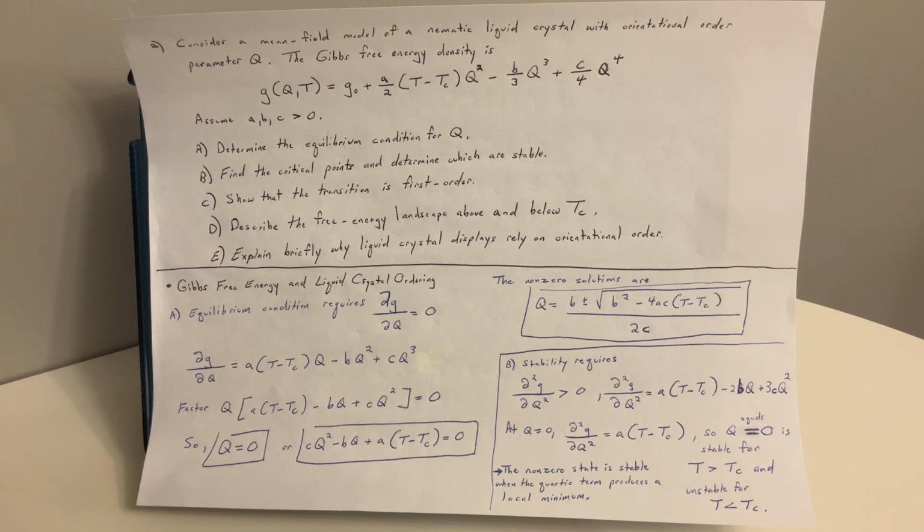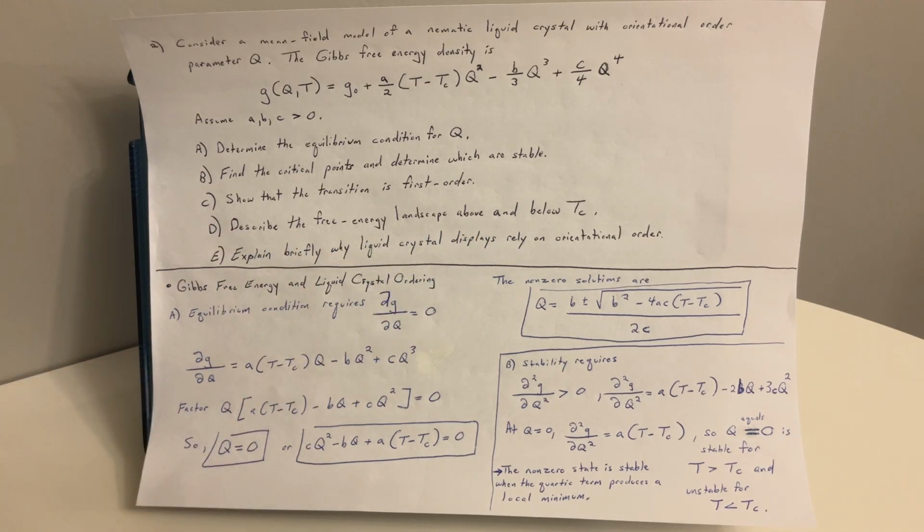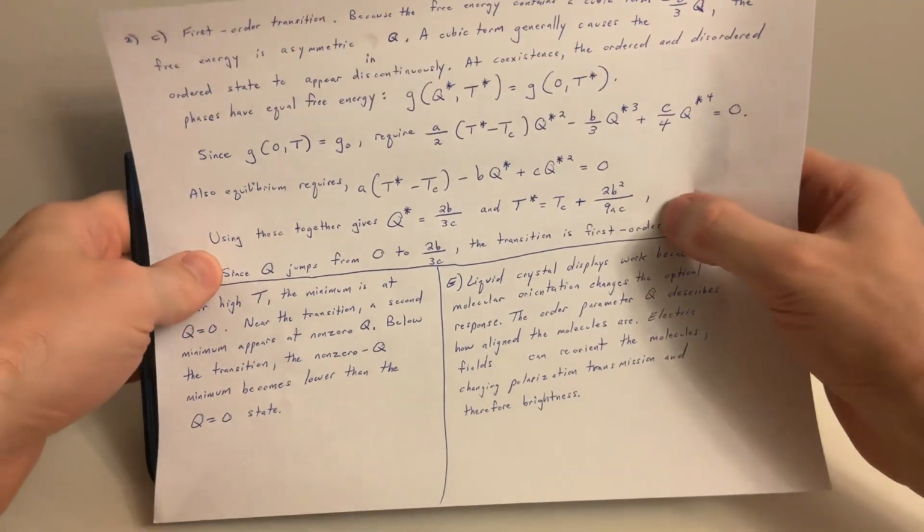So let's read letter C, D, and E first. We have them show that the transition is first order. That's for C. Describe the free energy landscape above and below T sub C. That's for D, just so we have it, so we know for the next page. And E, explain briefly why liquid crystal displays rely on orientational order. Okay, so moving along here to number 2, letter C.